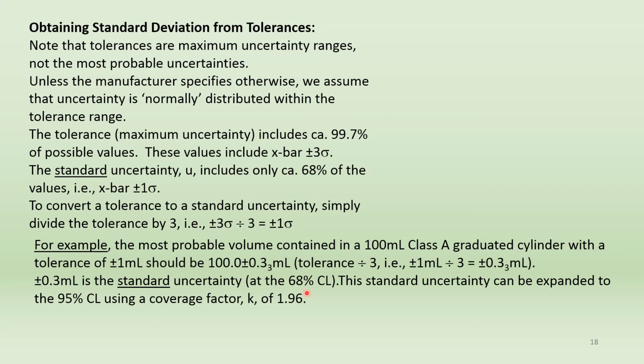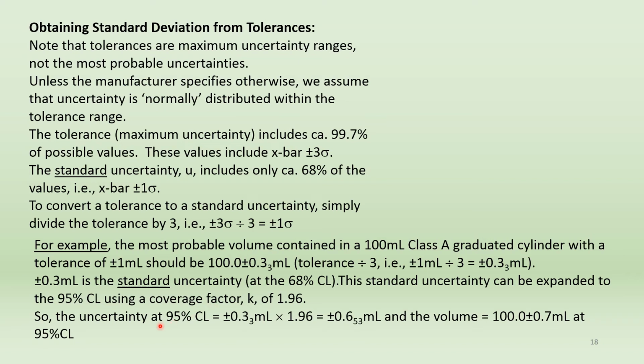Then to expand this to the 95% confidence level, I would multiply by a coverage factor k of 1.96. So the uncertainty at the 95% confidence level will be plus or minus 0.33 times 1.96, which is plus or minus 0.653, and I carried the extra sig fig just to show you that it does round up to 100.7 mL at the 95% confidence level.